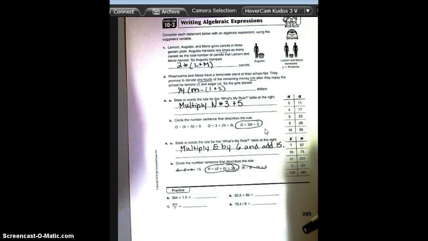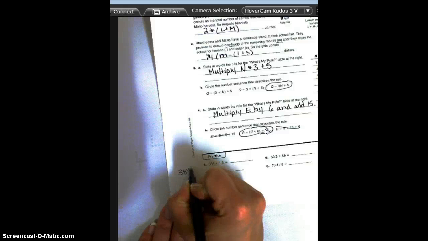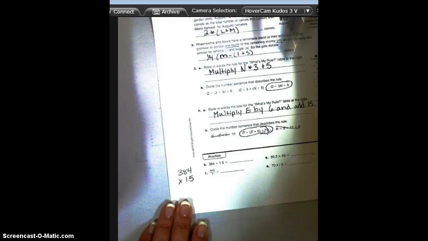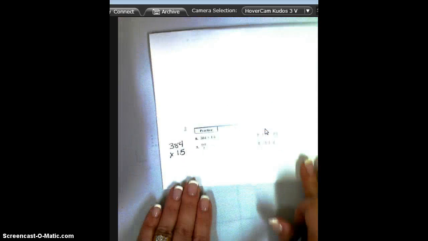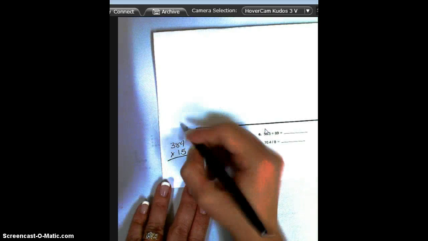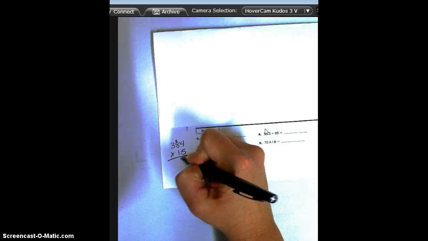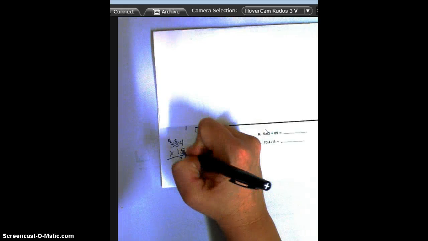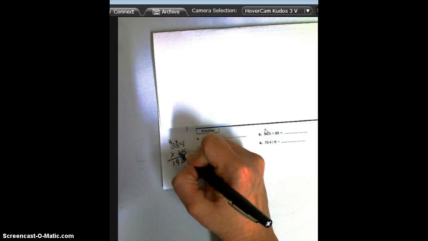Alright, and then our practice at the bottom. We can just move this off to the side. I do need to see some work on this one. 384 times 1.5. I'm just going to fold this down so I don't get lost where I am. And as I tell you in class, just pretend that there's no decimal there to start with. 5 times 4 is 20, carry the 2. 8 times 5 is 40, plus 2 more is 42. 5 times 3 is 15, plus 4 is 19. Add a 0, and then cross all this off.